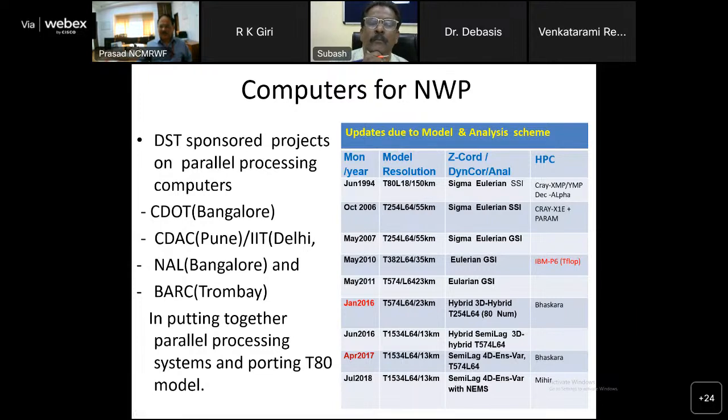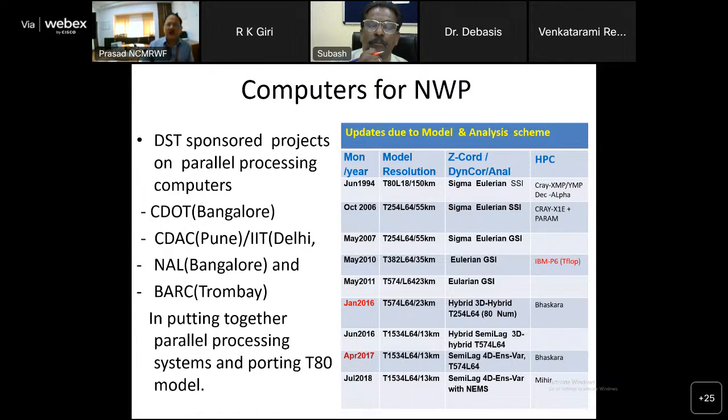That is an operational first time using that SSI statistical interpolation technique on Cray XMP YMP system, and this system was continued for quite a long time, about 12 to more than 10 years at the same format, and various efforts are made that time.